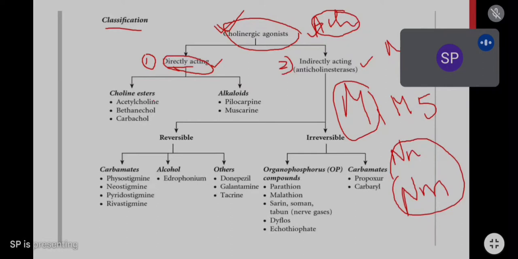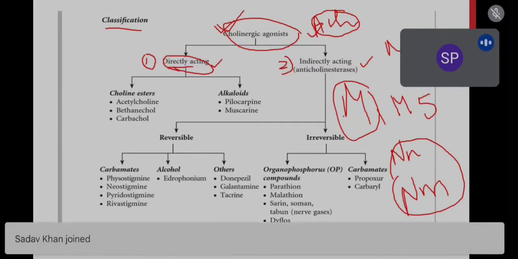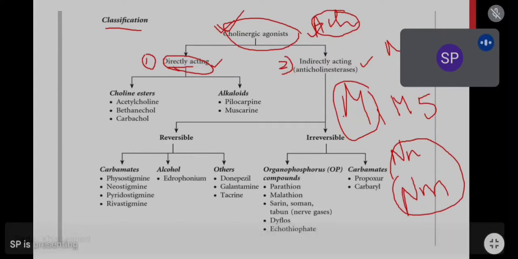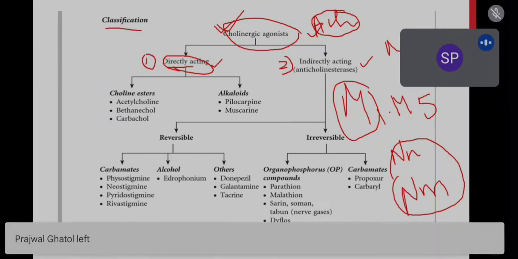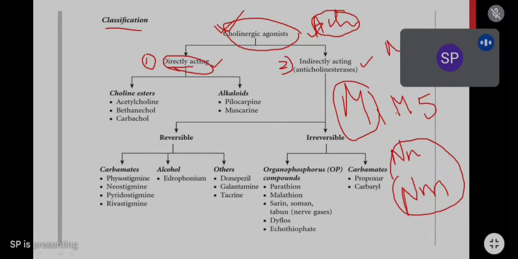These drugs will directly go and bind on the muscarinic and nicotinic receptors and they will act very similar to acetylcholine. They are having the same actions as acetylcholine. That's why those drugs are called directly acting cholinergic agonists. Second year students, I think you all understood this term. And see, the second class of cholinergic agonists is indirectly acting drugs.